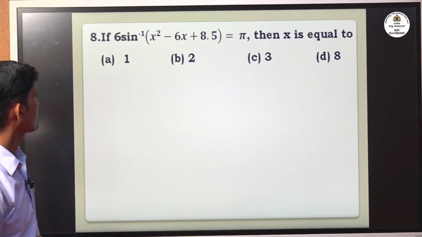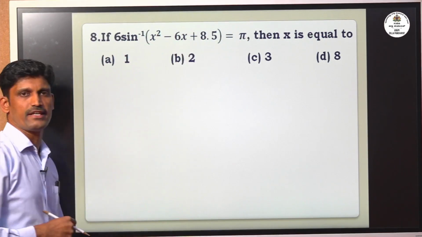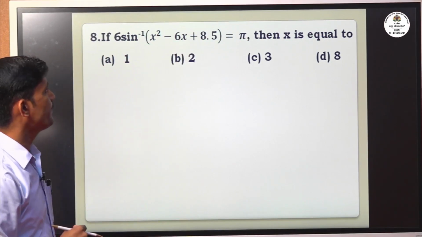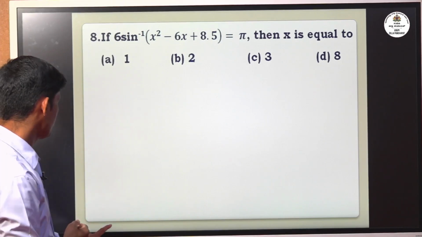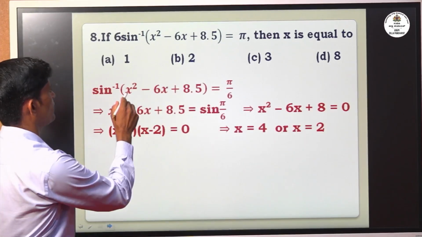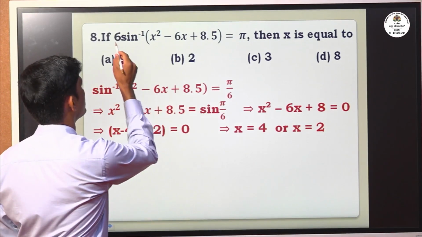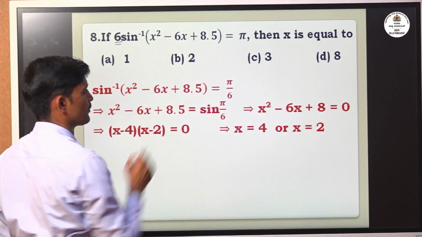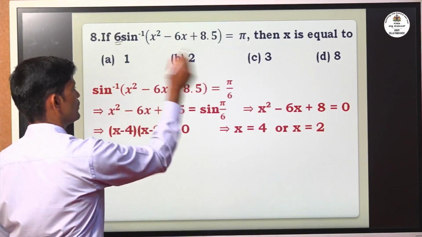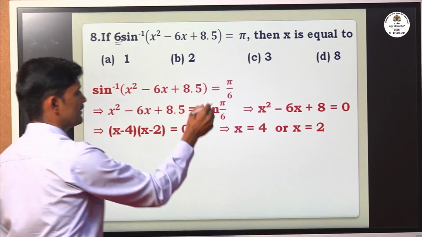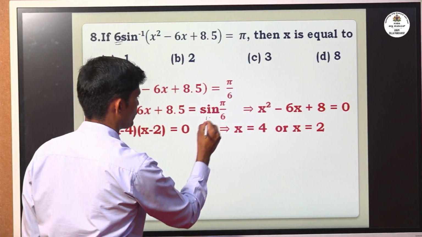Next problem, 8th problem. If 6 into sin inverse of x square minus 6x plus 8.5 is equal to pi, then what is the value of x? We can rewrite this as sin inverse of x square minus 6x plus 8.5 equal to, on dividing by 6, pi by 6. Therefore x square minus 6x plus 8.5 equal to sin pi by 6, that is sin 30, which is equal to 1 by 2.